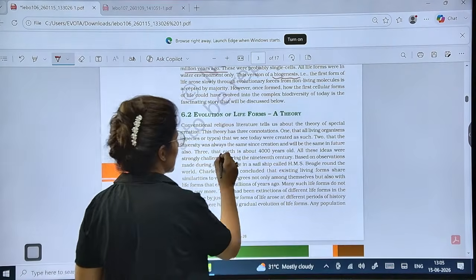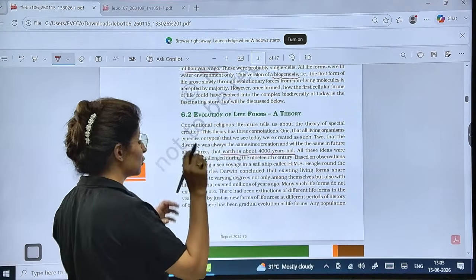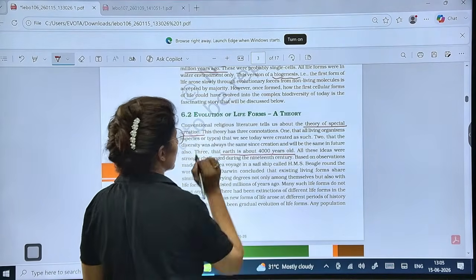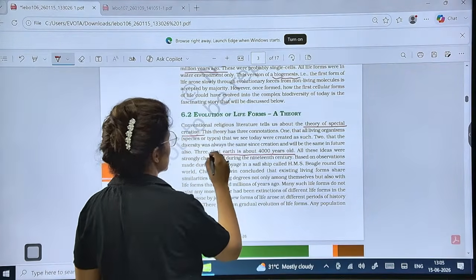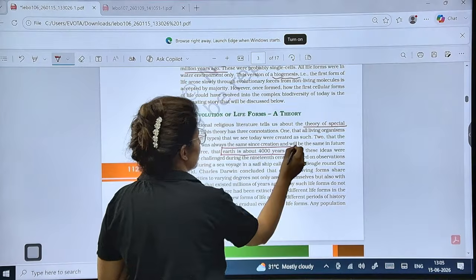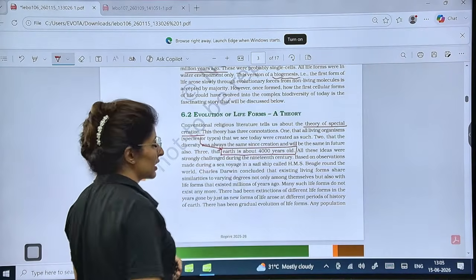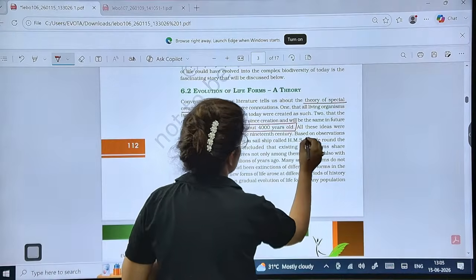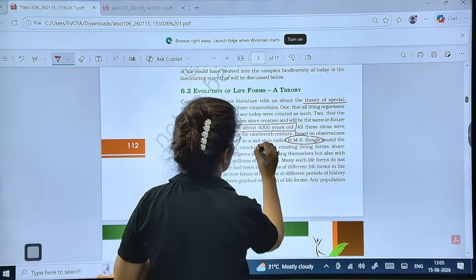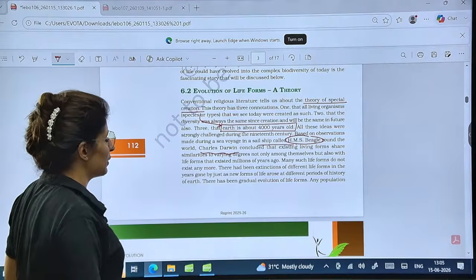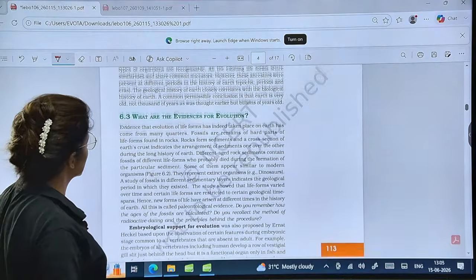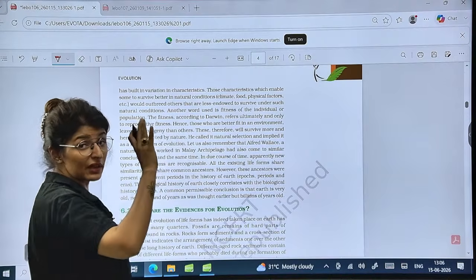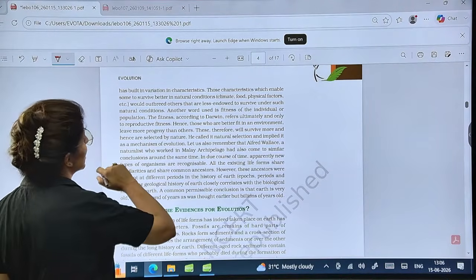The earth is about 4,000 years old according to only one theory, which says life was created by God. So according to the theory of special creation, earth is only 4,000 years old. But this is not the case. This is just a theory. Then, based on observations made by Charles Darwin, the name of his ship was HMS Beagle. He went to many places and gave certain ideas. He gave us Darwinism, the theory of natural selection.